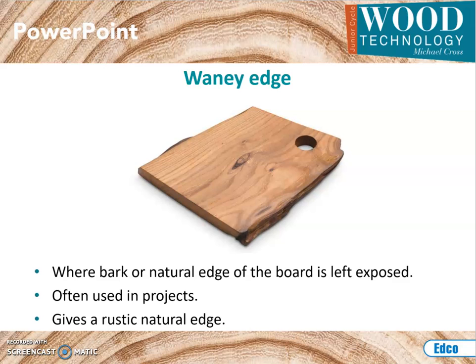Now, veiny edge. Veiny edge is basically, as you can see in the picture, where the bark or the natural edge of the board is left exposed. So when they cut up the board, they leave the bark or the edge on it. Why? Because it gives a nice rustic look to the piece of timber. It's used a lot in tabletops. It says often used in projects, gives a rustic natural edge. So tabletops, you'd see a lot of this, and things like chopping boards or serving boards, like there's one here for the likes of cheese or stuff you might have at Christmas. So it's basically a way of giving the timber its natural edge.